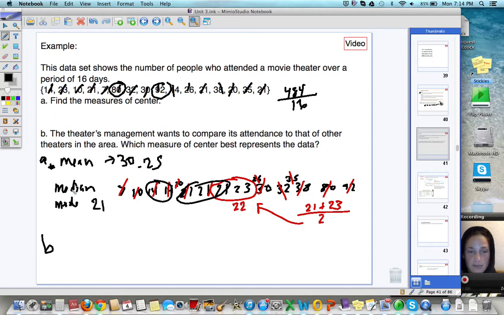So for this one, I would say the median, the middle one. A lot of times you pick the mode, the most often repeated, but that's normally not a good one. So for this one, I'm going to say it's 22. I'm going to say it's the median because my mean has outliers which are really affecting it. It's really high compared to 22 and 21.